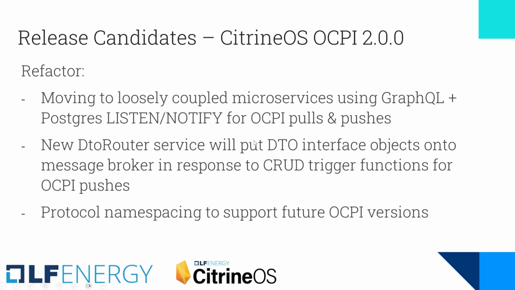In CitrineOS OCPI, we're going to be doing a 2.0.0 release to reflect the major architectural changes between the current version and this new release candidate. In order to do push notifications from the CitrineOS to upstream MSP partners, we're going to be using a listen notify pattern in the Postgres database underneath CitrineOS Core.